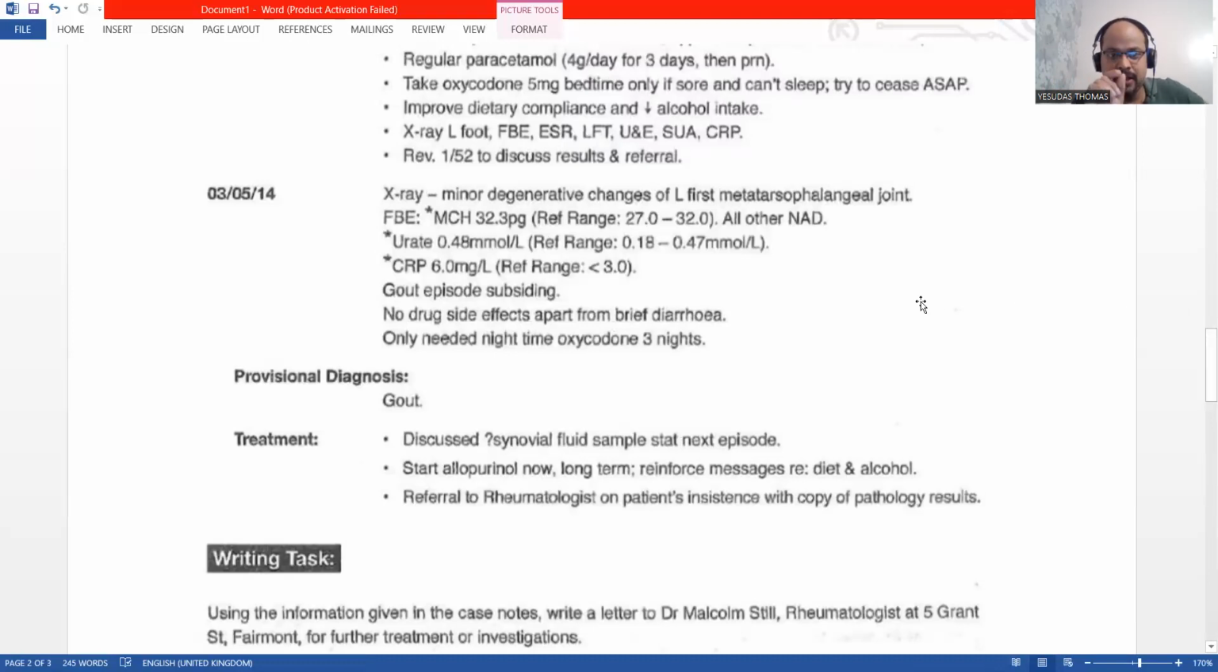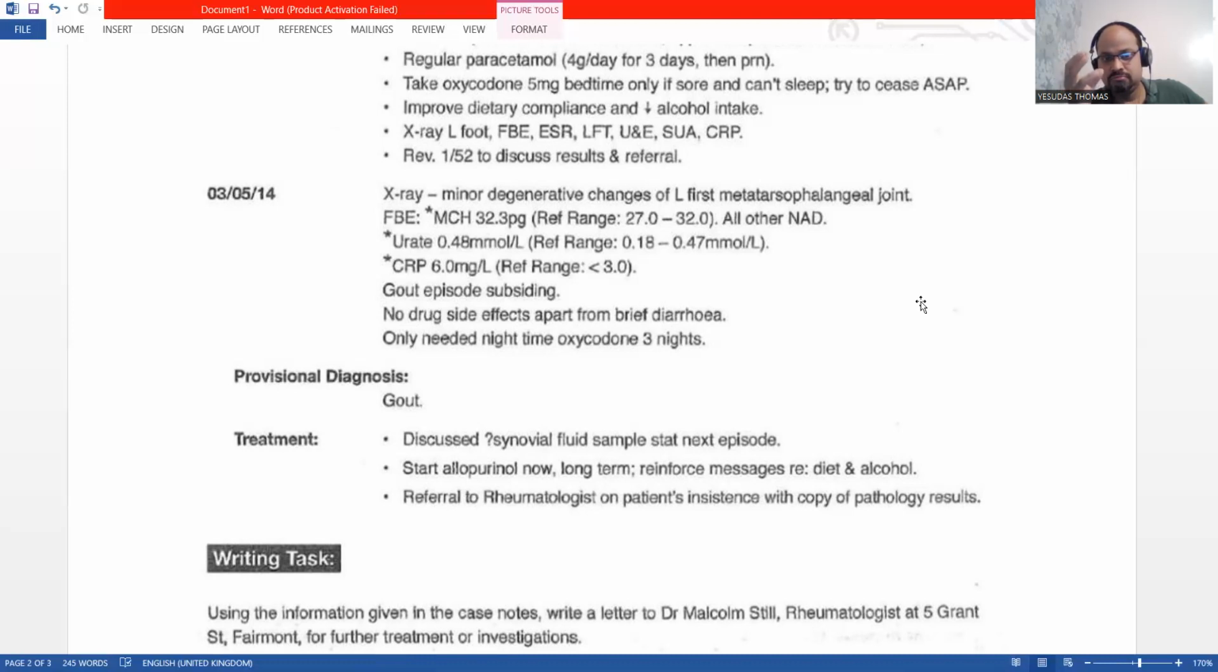and you can see that there are minor degenerative changes on his left first metatarsophalangeal joint. So this is something very important here. We need to inform the rheumatologist, and we have to say that the urate and FBC, all these things are not normal except the CRP level, which is double of the reference range. So we have to mention that the CRP level, the C-reactive protein, is higher. It's because of inflammation.